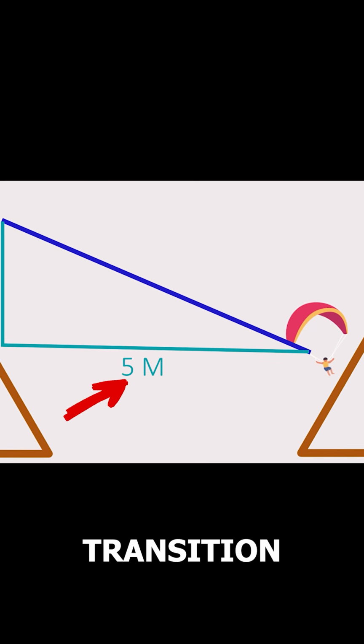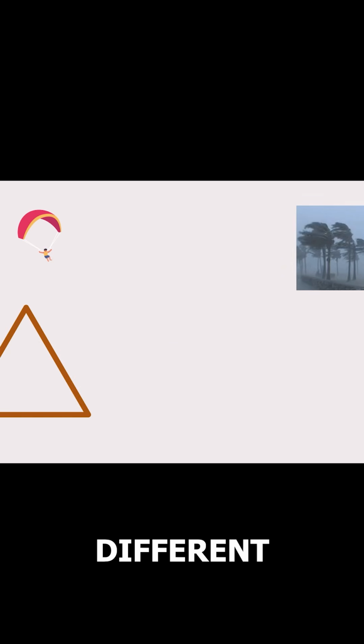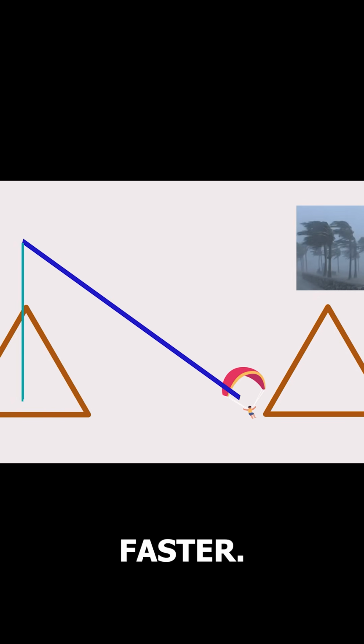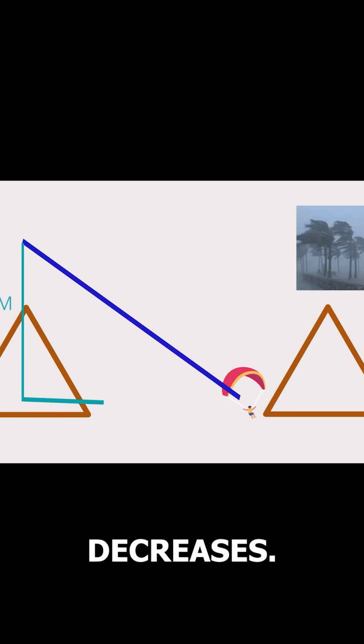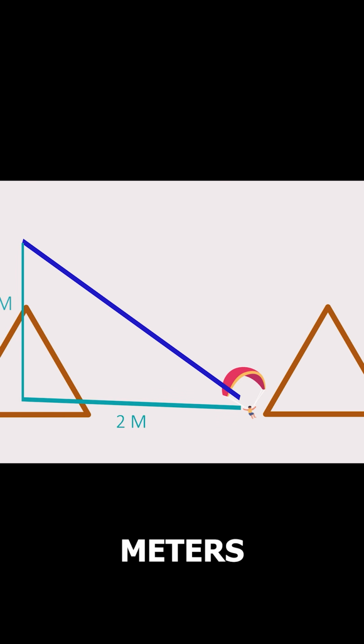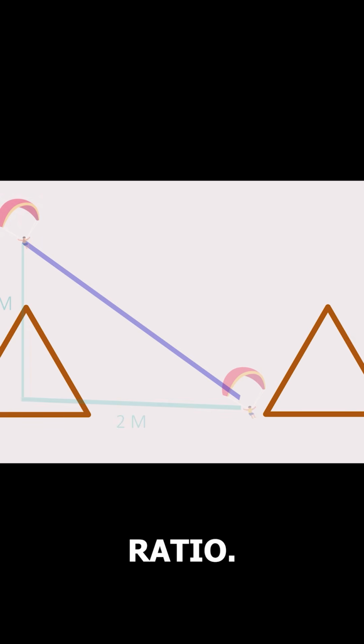However, if you want to transition against the wind, it's different because you'll be moving slower and losing altitude faster. This means your glide ratio decreases. You'll travel fewer meters per meter descended. In this exaggerated example, our glide ratio has dropped from 5 meters to 2 meters against the wind. In these situations, we use the speed bar to go faster and improve our glide ratio.